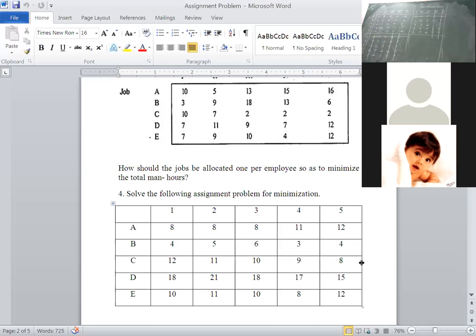Clear? Yes, ma'am. May I know whose voice this is? Girl's name? क्या नाम है? Yes, miss? Ma'am, Shivani. Shivani. My daughter is speaking. No one else, right?